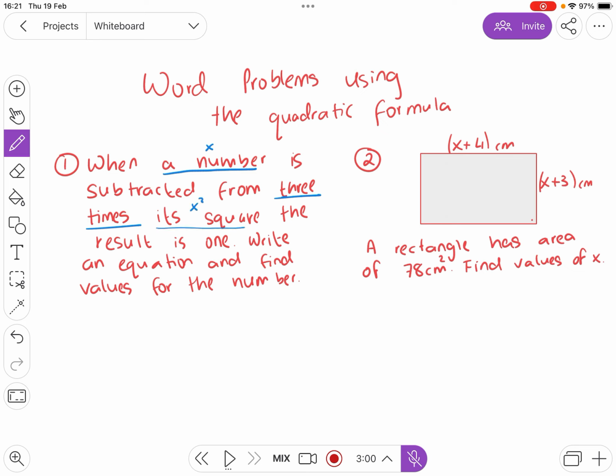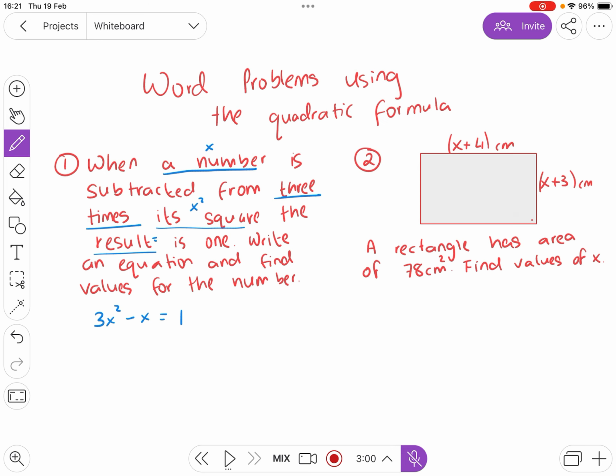So here we have a number is subtracted from 3 times its square. So 3 times its square would look like this. And then the number is being subtracted from it. So the number is being subtracted, that's what we minus. The result then, result meaning equals, this equals the number 1. So here is our equation now.